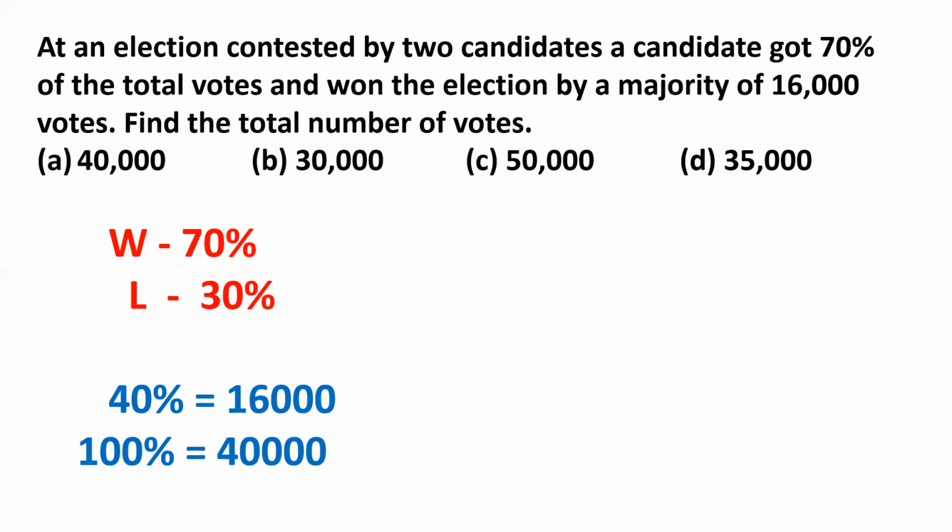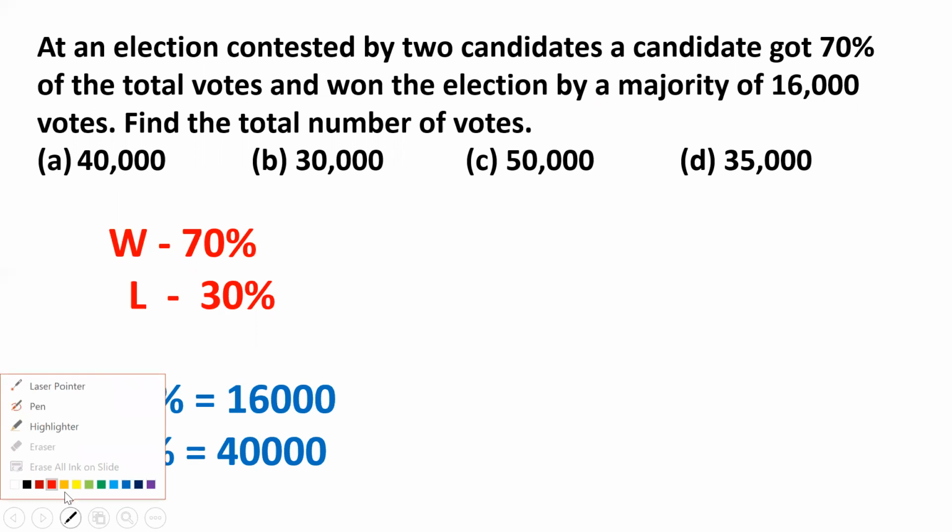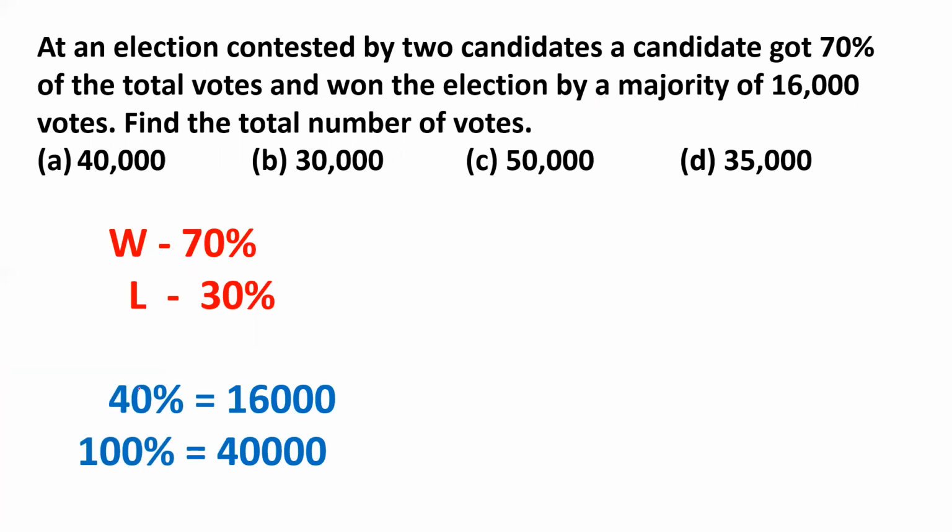How many votes more? 16,000 votes more. So 40% should be equated with 16,000. So that will be getting 100%, that is equal to 40,000. Can calculate that 16,000 upon 40 into 100. Or here we can find 4,000 into 10. The answer is 40,000.